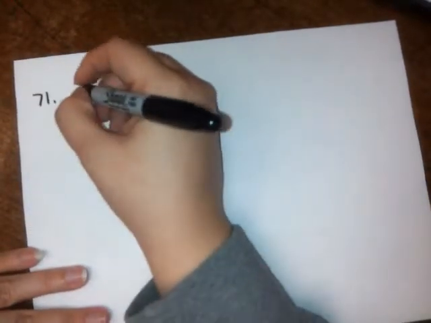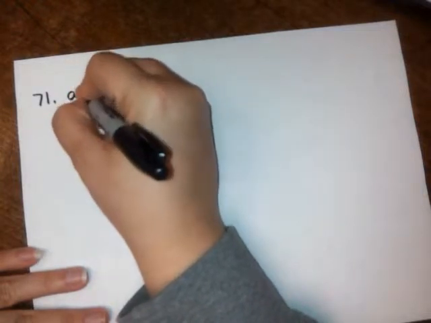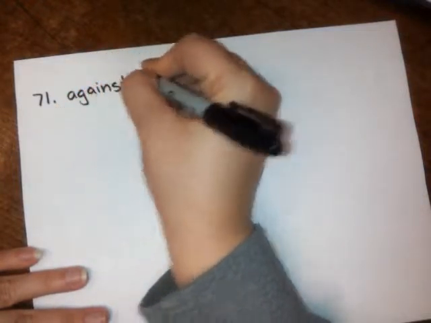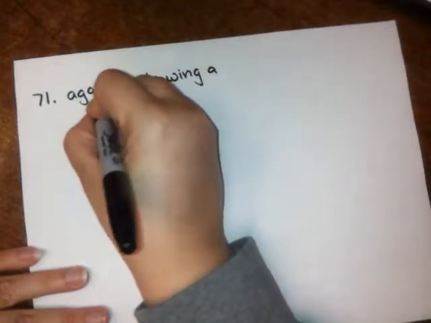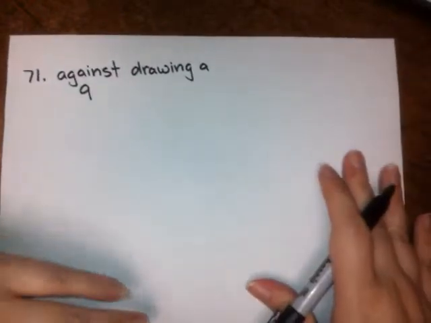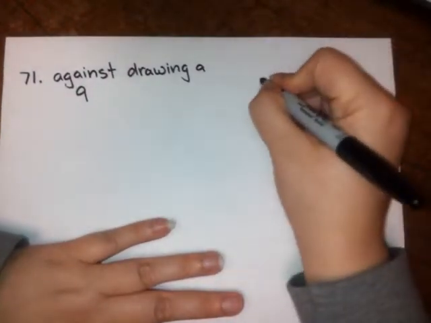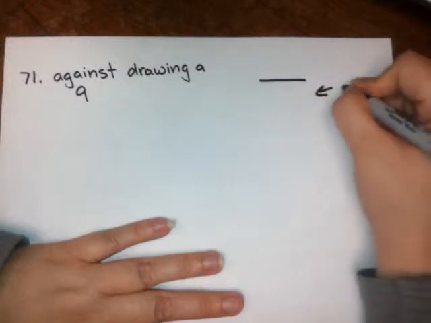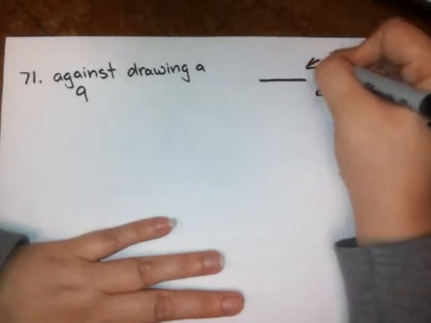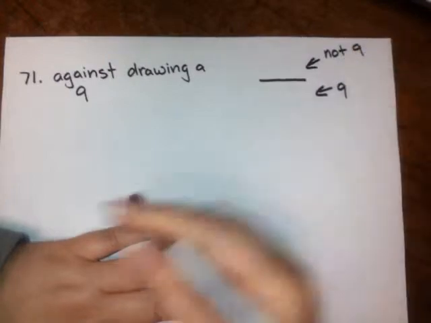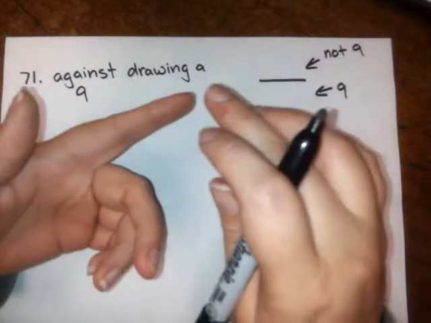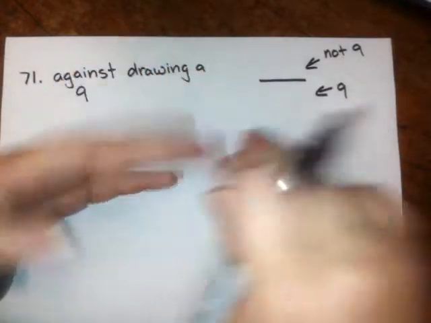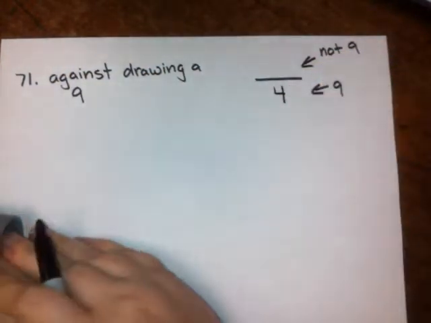All right, so number 71, we are looking for odds against drawing a 9. Odds against just means the failures are on top and the successes are on bottom. So we need success on the bottom, which would be a 9, and on top, not a 9. Okay, how many 9s are there in the deck of cards? Well, you've got your 9 of hearts, your 9 of diamonds, 9 of clubs, 9 of spades. That gives us 4 successes.